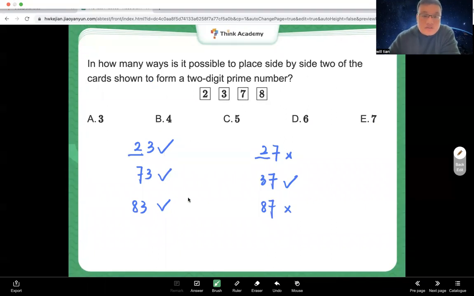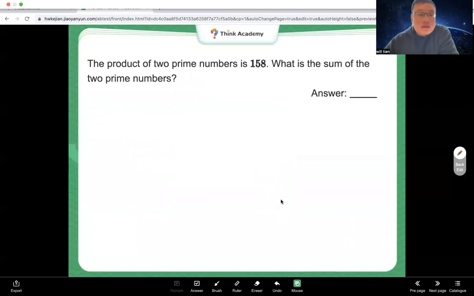So you will see that you have 1, 2, 3, 4 ticks. That means we're going to choose B. All right. Next question: the product of 2 prime numbers is this much. What is the sum of the 2 prime numbers?